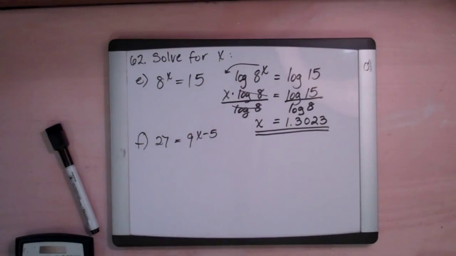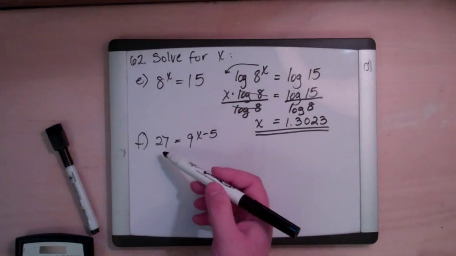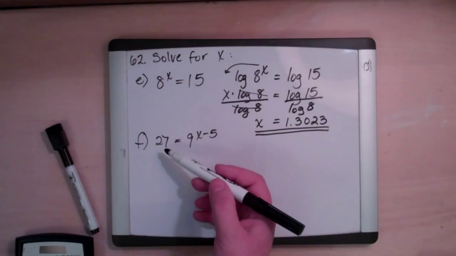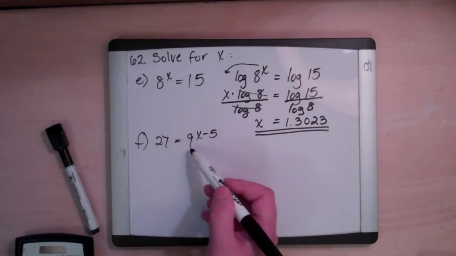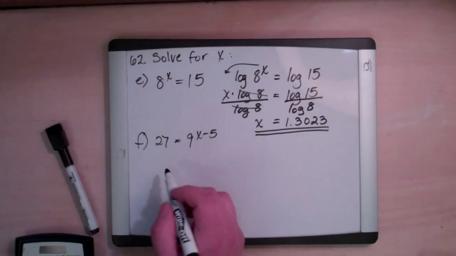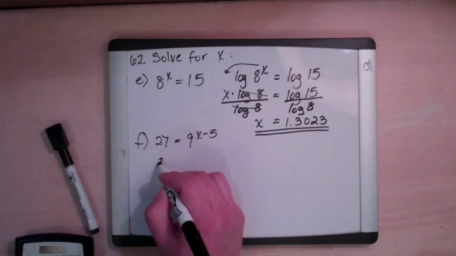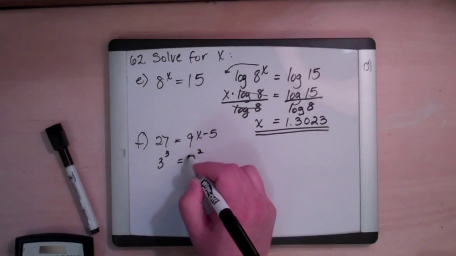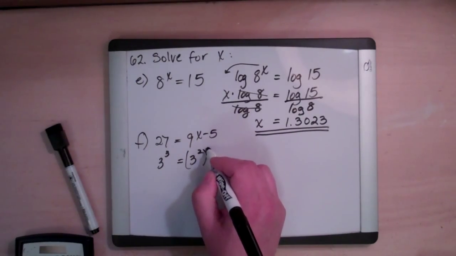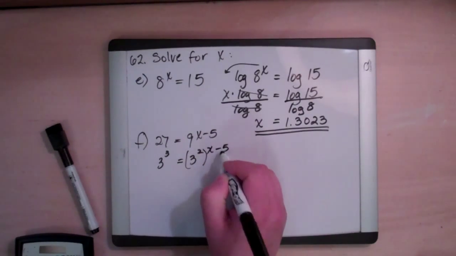So let's try letter F. All right. Anytime I see 27, 81, 9, things like that, I think 3. Because this is 3 cubed. That's 3 squared. So if I convert this to 3 cubed equals 3 squared, that's replacing the 9, raised to x minus 5, like that.